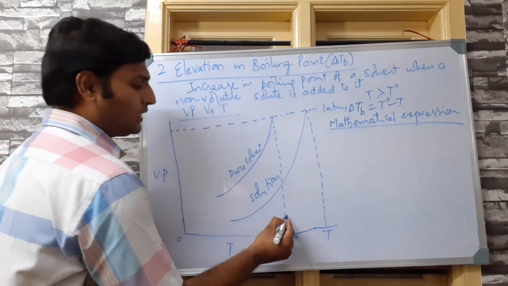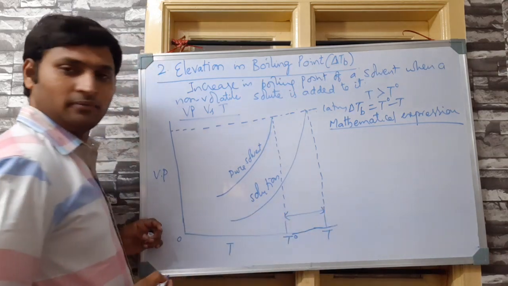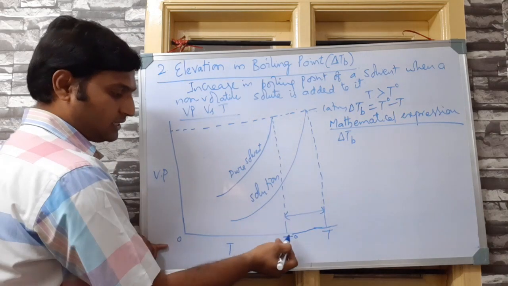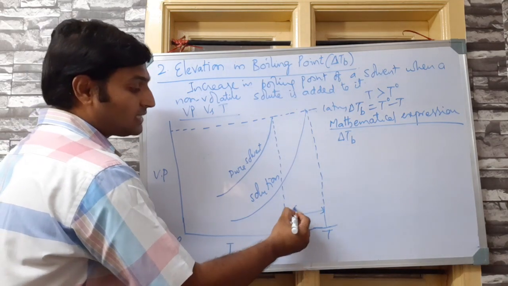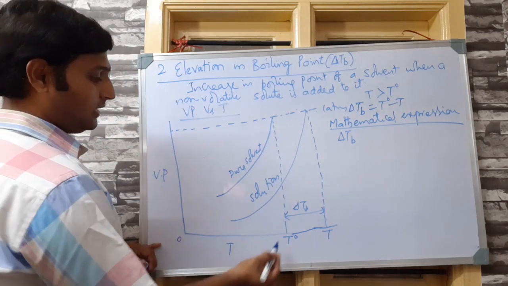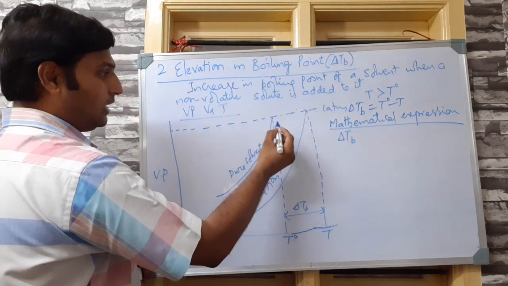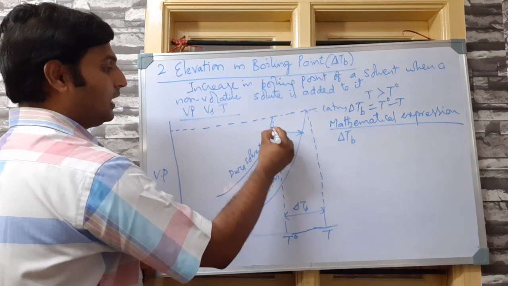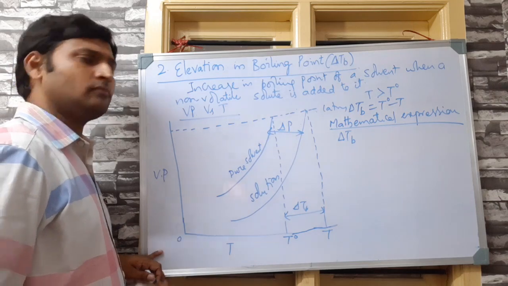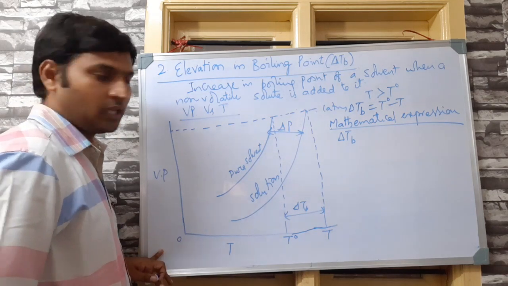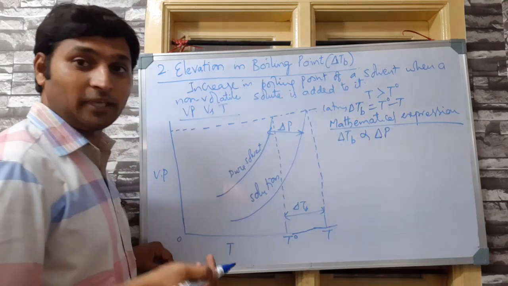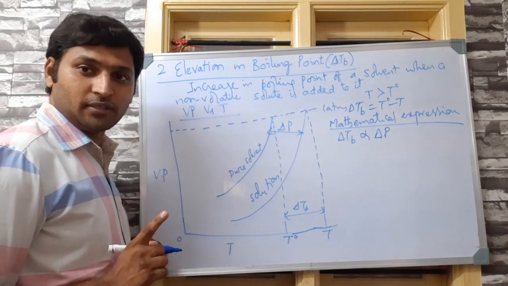Now, you tell me, what does this value depend on? That is delta T. We said delta TB, right? T minus T0 is nothing but delta TB. What does this value delta TB depend on? If you can notice very clearly here, the value delta TB depends on the difference in vapor pressures of the solvent and solution, which is delta P, nothing but P0 minus P. So delta TB is directly proportional to delta P, which is P0 minus P, that is lowering of vapor pressure.